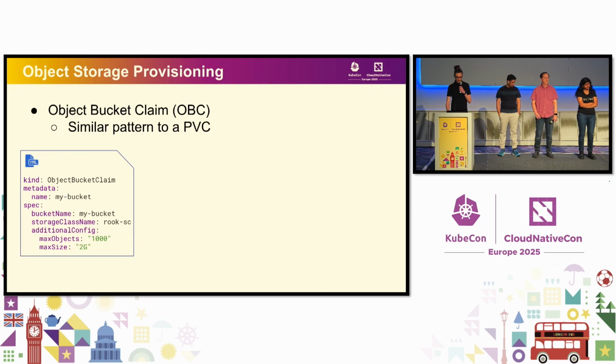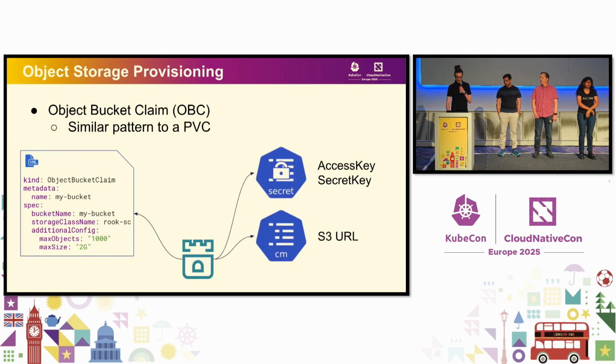Here user creates object bucket claim with the storage class name, bucket name, and optional storage quota. Then Rook creates actual bucket and credentials in Ceph and provides secret and config map with connection information.